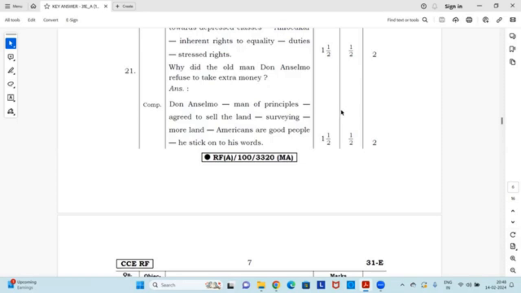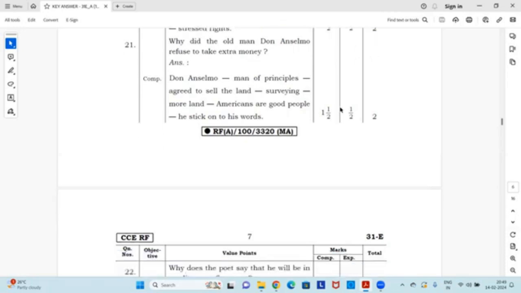Okay, so actually the answer is, according to the story, that Don Anselmo had the principle of being honest, and he had agreed to sell the land for a particular amount once the agreement was made. Afterwards, when the land was surveyed by the Americans, they found the land was more than what was mentioned in the agreement. So they had to pay more to Don Anselmo as per the Americans' policy, because even Americans were good people. But here Don Anselmo was very honest and he stuck to his agreement, what he had talked and agreed earlier. Even though the land was more, he did not accept any extra amount. Okay, so that is how the story goes. So these are the key points. With this, you can develop your answer.